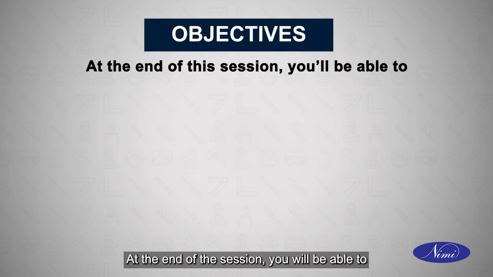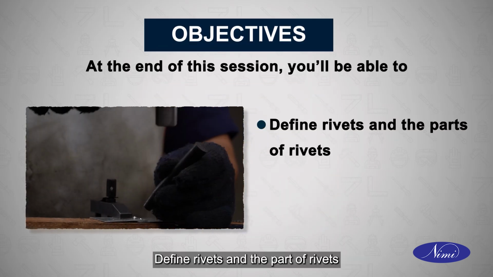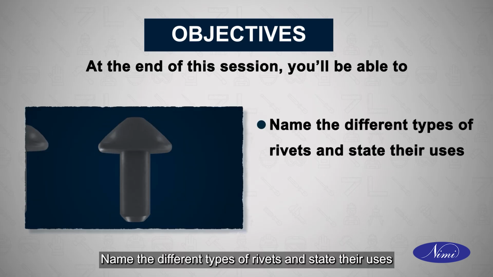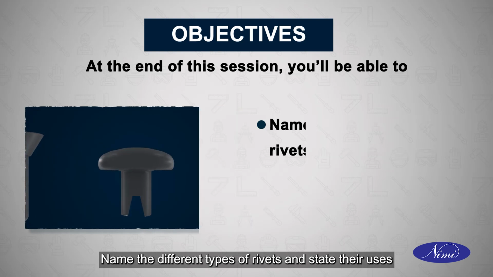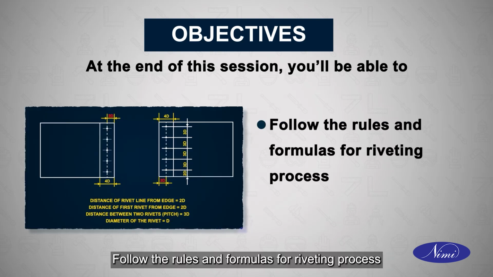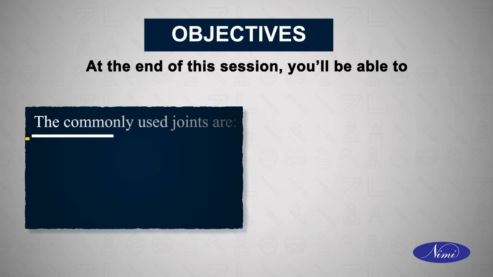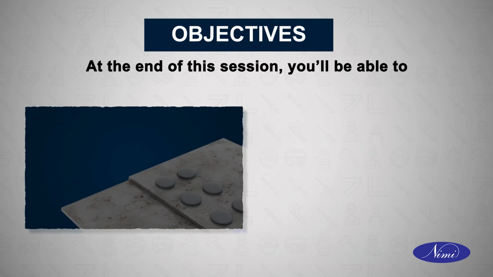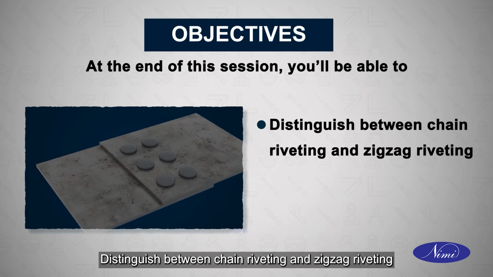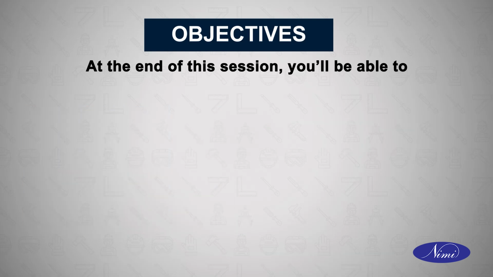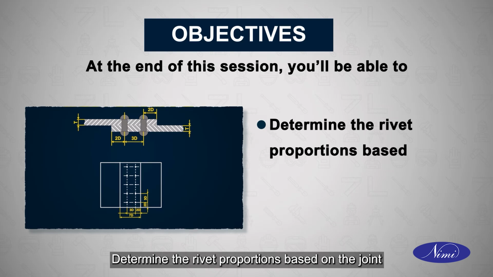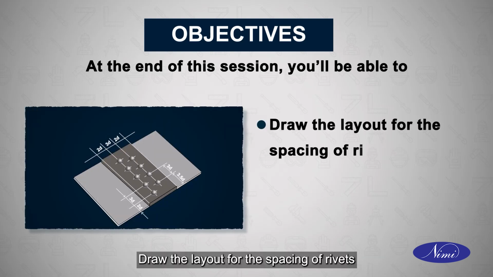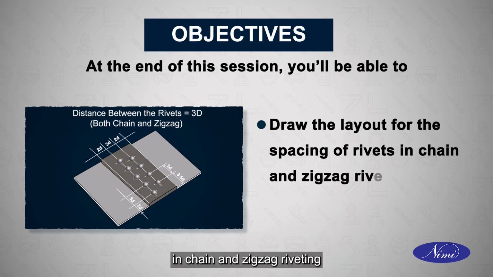At the end of this session, you will be able to define rivets and the parts of rivets, name the different types of rivets and state their uses, follow the rules and formulas for riveting process, state the different types and features of riveted joints, distinguish between chain riveting and zigzag riveting, determine the rivet proportions based on the joint, draw the layout for the spacing of rivets in chain and zigzag riveting.